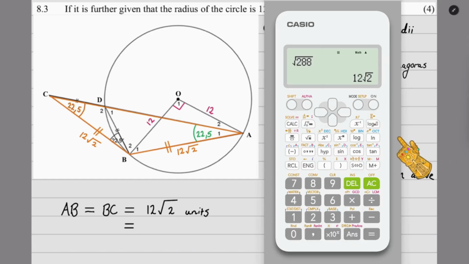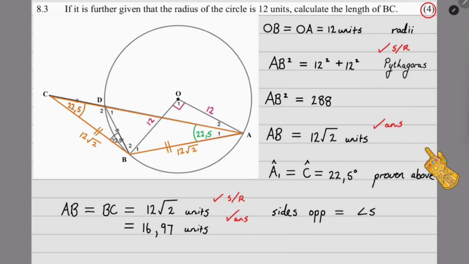And I also like to be a bit overly cautious with these questions. I like to give the decimal value as well. So if I just press S to D, I'm also going to say 16,97 units underneath the root or the third form. And lastly, we're going to have a look where our 4 marks come from.